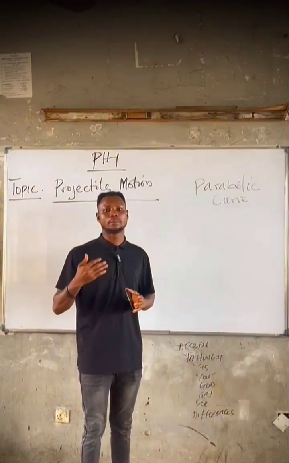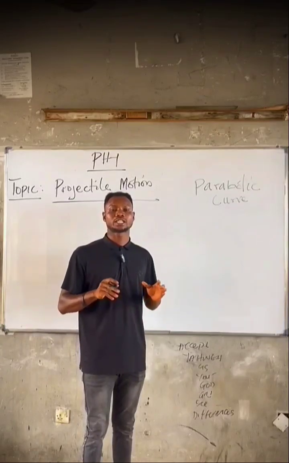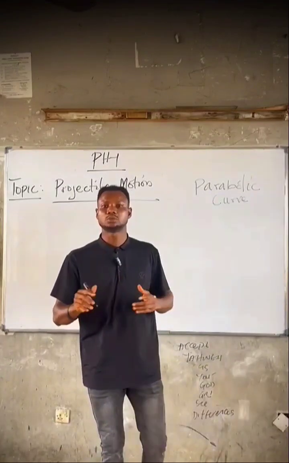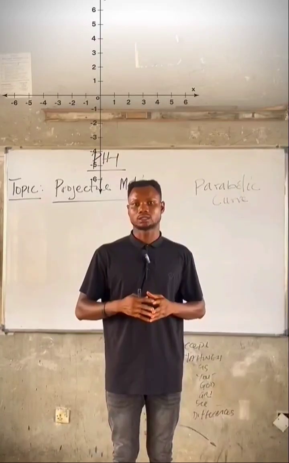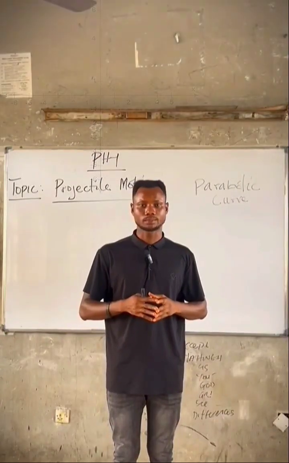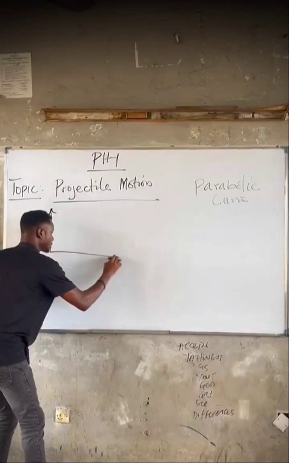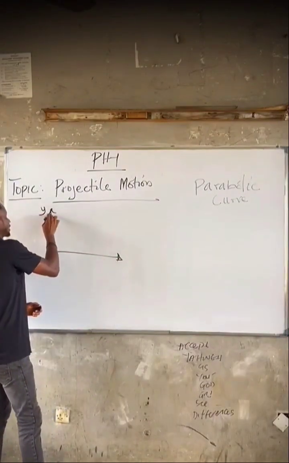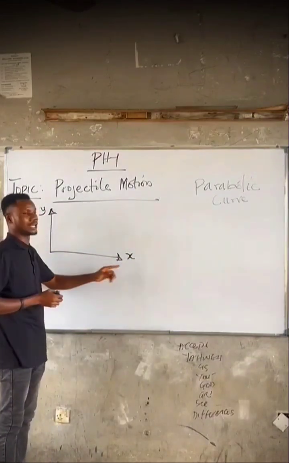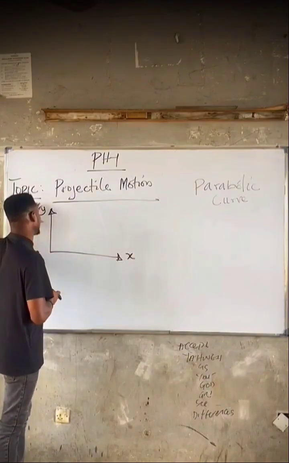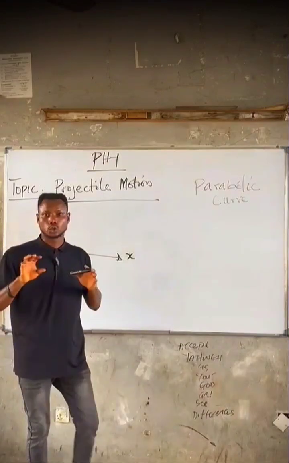It is a two-dimensional motion. Now, when we are saying two-dimensional motion, that means it moves both in the x axis and what? Y axis. Please take note of that. This is my y direction and what? X direction. So projectile motion is two-dimensional motion. It moves both in the y axis and what? X axis.